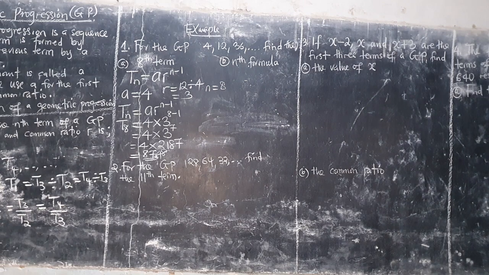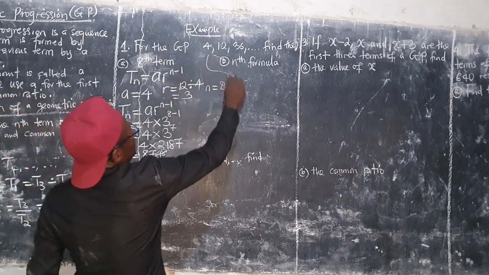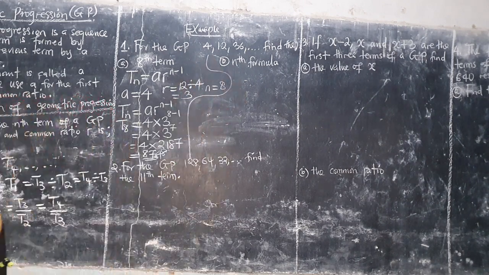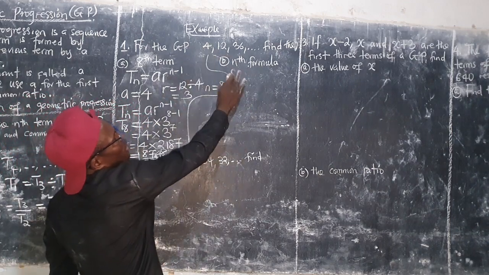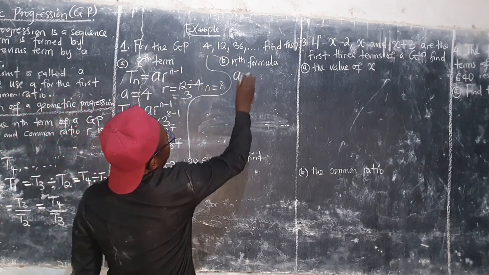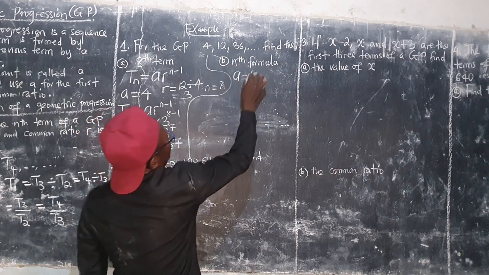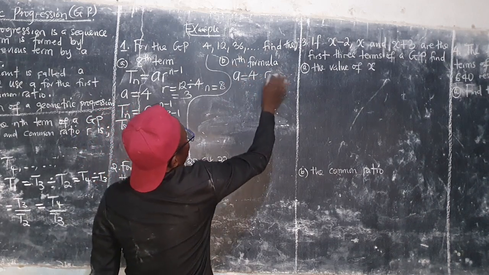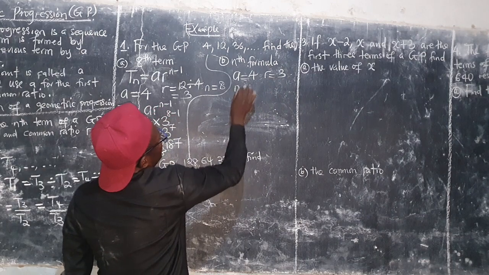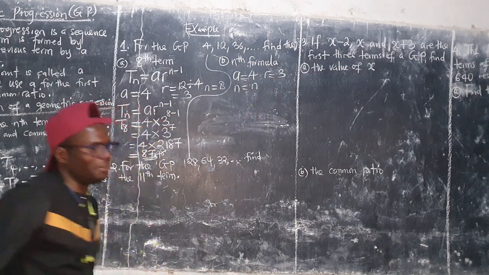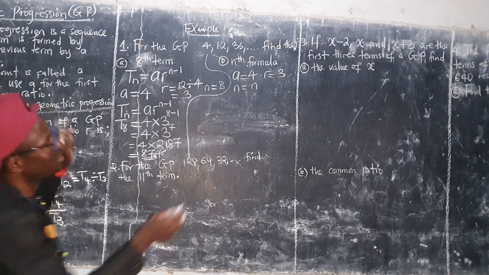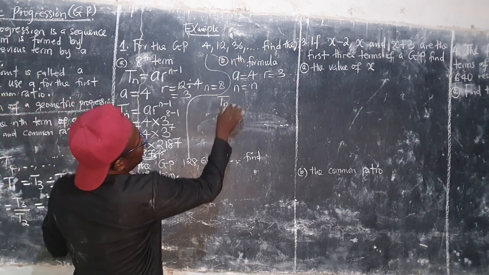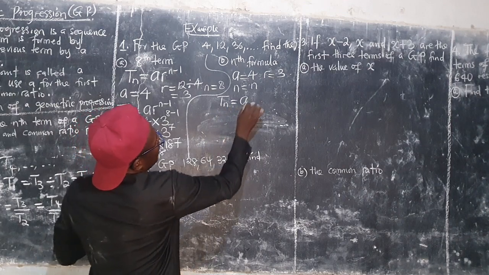Now what is n? We use the n formula. You know 8? A is 4, R is 3. But n is equal to what? Here n is 10. So it means we are going to use the same formula, which is Tn is equal to what?